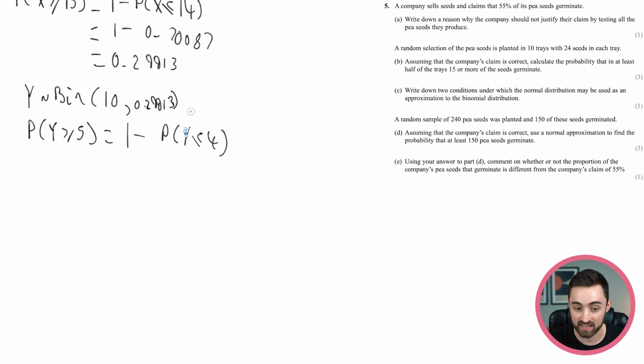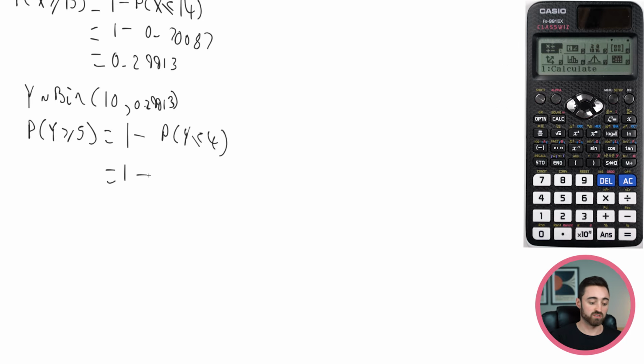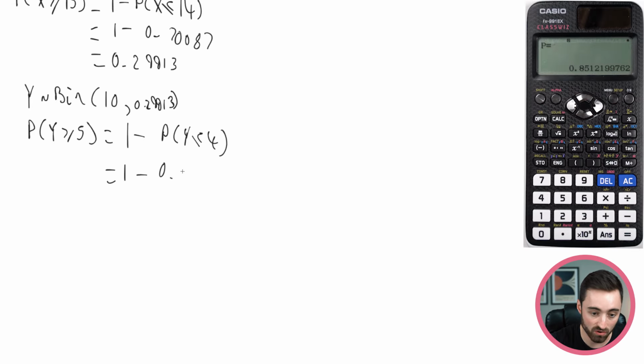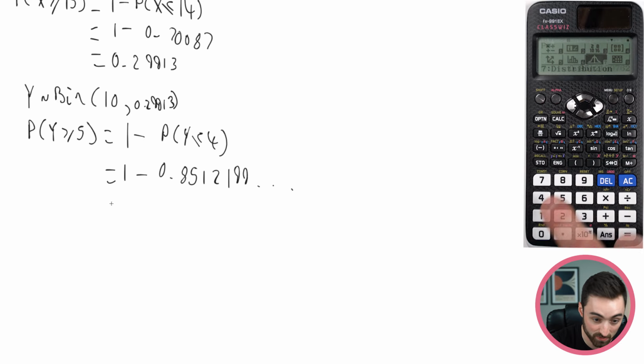And then get it from your calculator. So back to the menu. Distributions. Binomial CD. Variable. X is going to be 4. N is going to be 10. And P is going to be this 0.29913. Stick that in your calculator and I get 0.851219... That's probably enough.